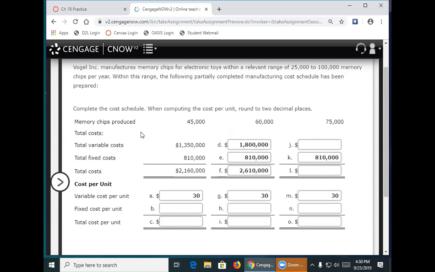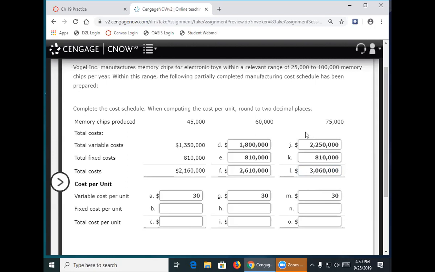So then we could do the same at the 75,000, right? We could take 75,000 times $30 per unit, and we get what, 2,250,000 for variable costs if we made 75,000 units. And again, we just add to get our total costs. So total cost if we made 75,000 memory chips would be 3,060,000.